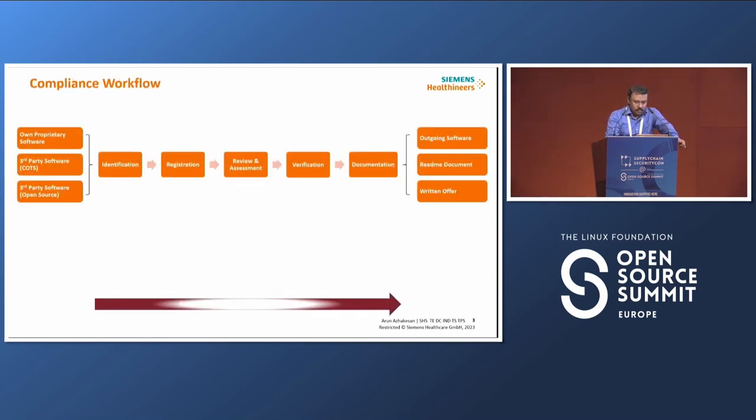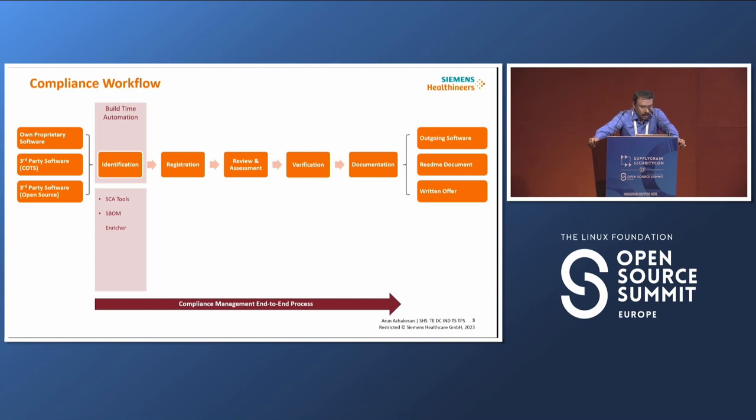So what's the actual challenge that we face in a company when we have a compliance workflow? We need to identify the OSS component, we need to register the component, review, assessment, then verification, and then documentation. So with all these modules, probably start with the build automation on the pipeline where you would like to generate, using some SCA tool, a SBOM. And then from that SBOM, try to register your component or the project in a tool for the registration purpose.